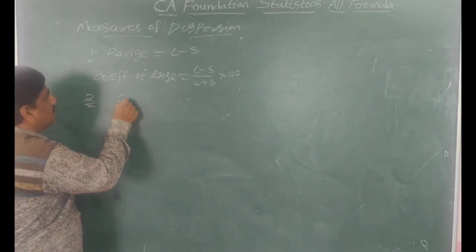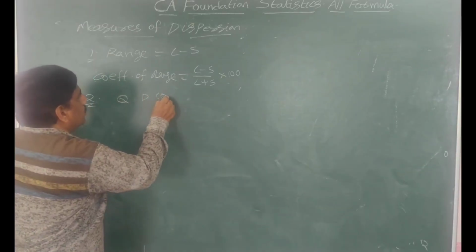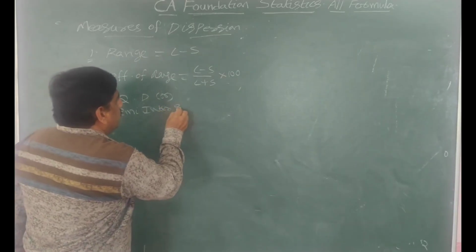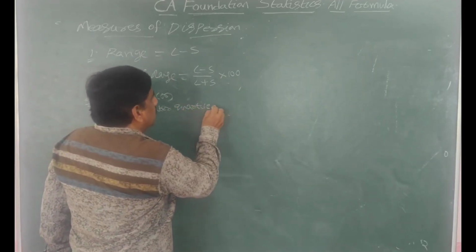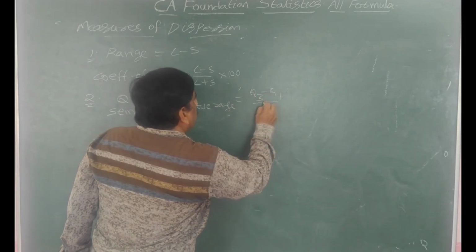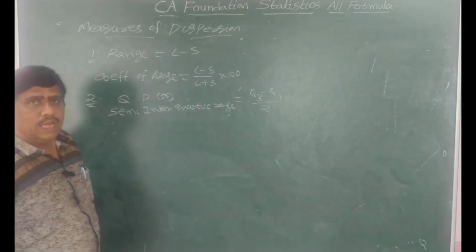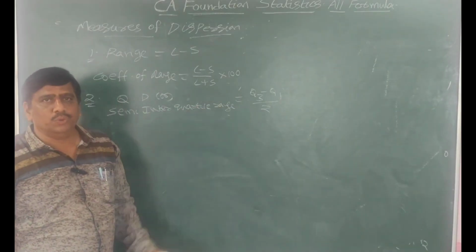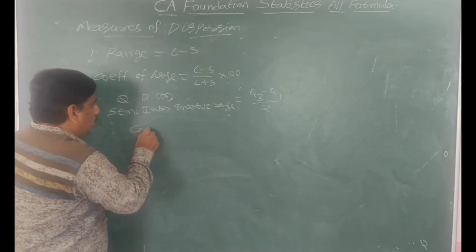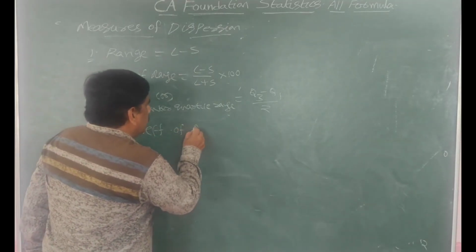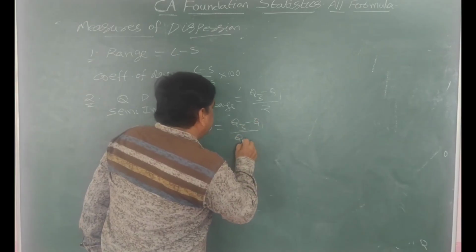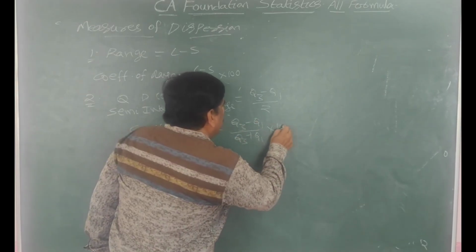The second measure of dispersion is quartile deviation, also known as semi-interquartile range. The formula is Q3 minus Q1 by 2. Interquartile range is Q3 minus Q1, and semi-interquartile range means divided by 2. Quartile deviation, Q3 minus Q1 by 2. This is an absolute measure. Coefficient of QD is Q3 minus Q1 by Q3 plus Q1 into 100. This is the formula for coefficient of QD.